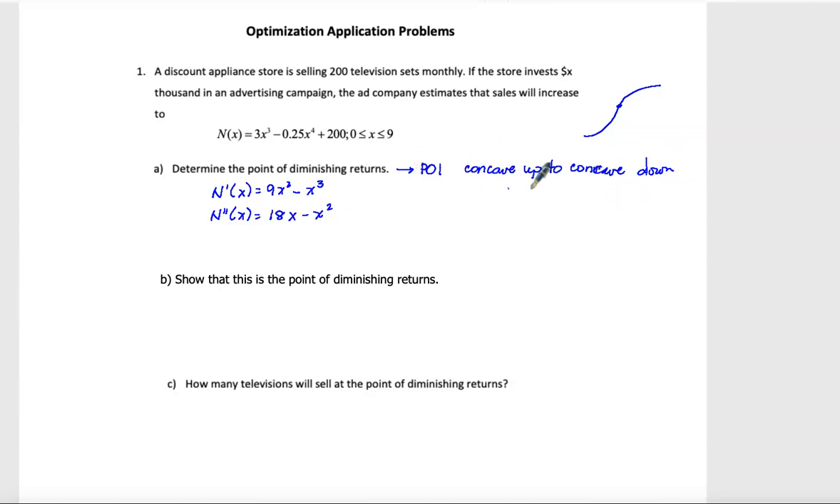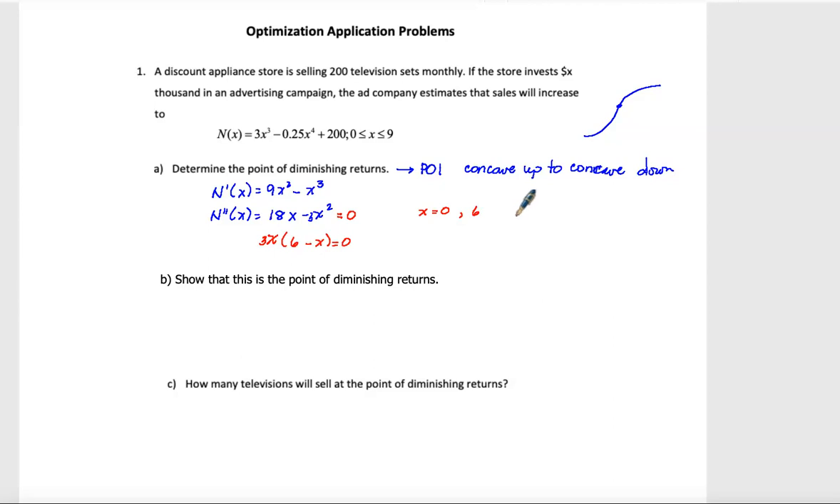Now we want to find where it changes concavity. So we have to set this equal to 0. So we can factor out the x, and you'll have, this is 3x squared, sorry about that. So 18x minus 3x squared. We can factor out the 3x, and this would be 3x times 6 minus x equal to 0. So two values for x: x is equal to 0 and x is equal to 6.